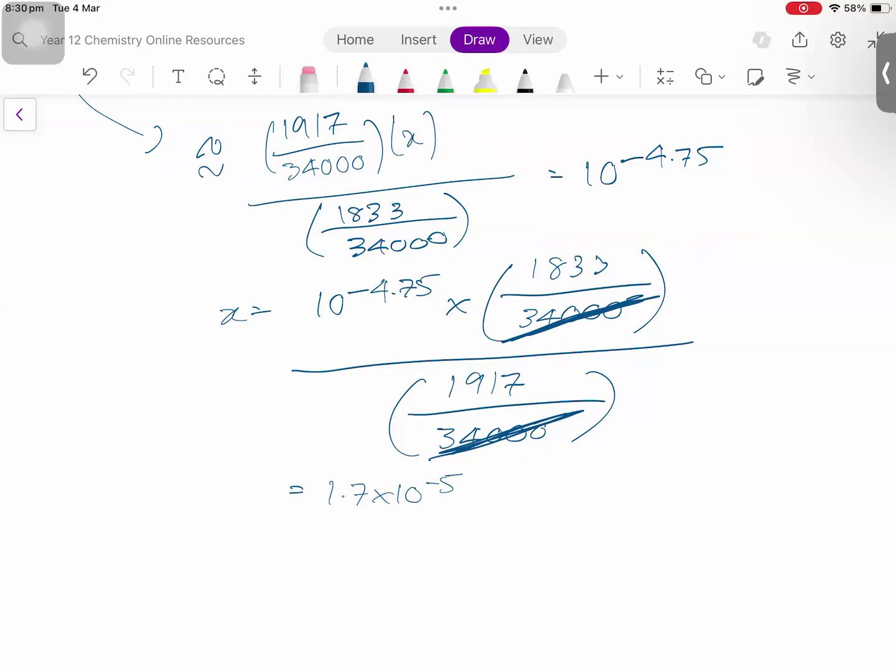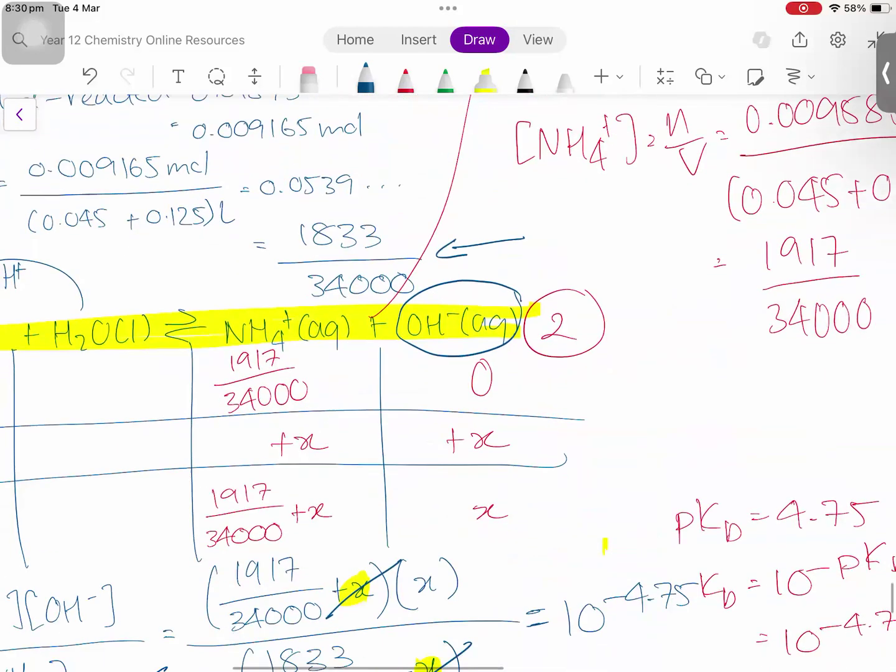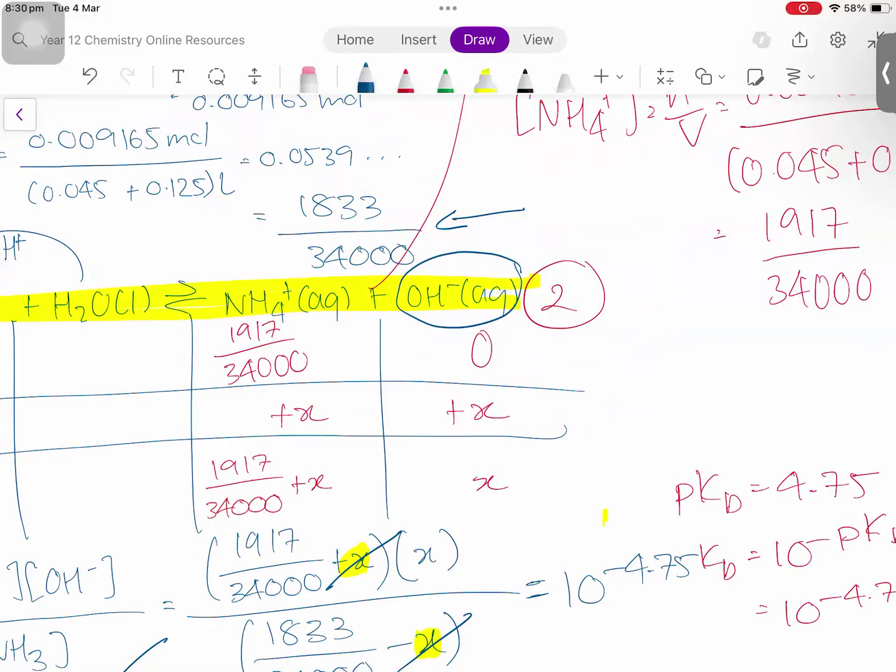The question wanted me to calculate pH. Am I going to sub this? Can I do pH is negative log base 10 and then sub this in? No, I can't. Okay, remember what we said. Whenever you calculate X, check your ice table. Is X the H plus concentration? No, it's not. It's the hydroxide concentration.